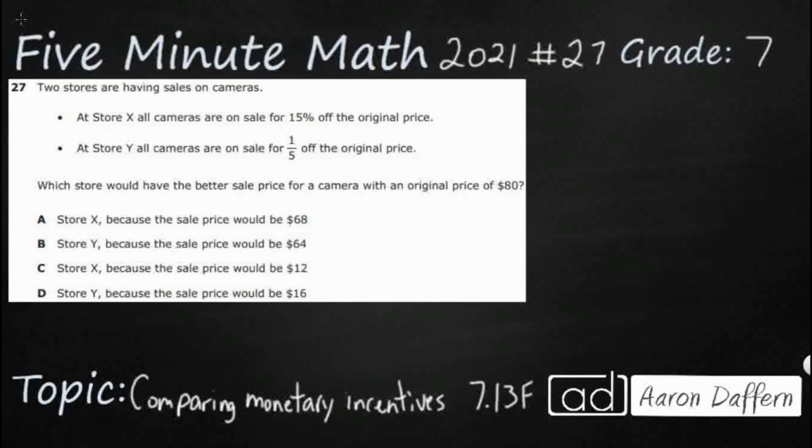Today we are looking at the 7th grade concept of comparing monetary incentives. This is standard 7.13F in the great state of Texas, and we are using item number 27 of the 2021 released STAAR test. If you have not done so already, please go ahead and take a moment to pause the video, work this problem out on your own, unpause it, and we will look at our answers together.